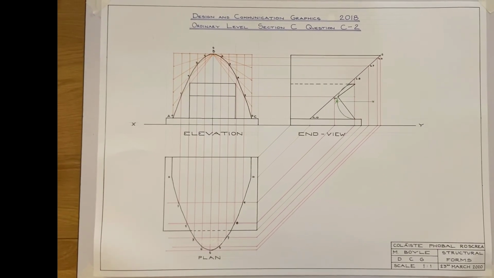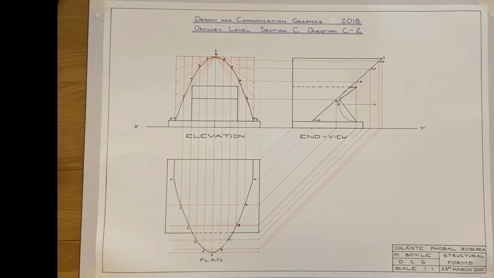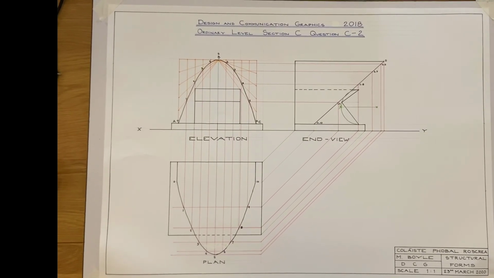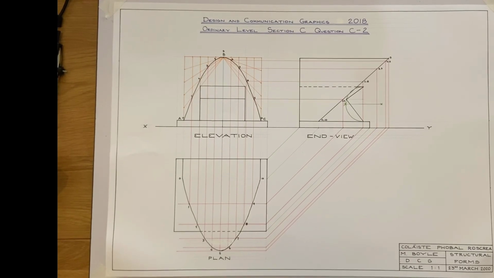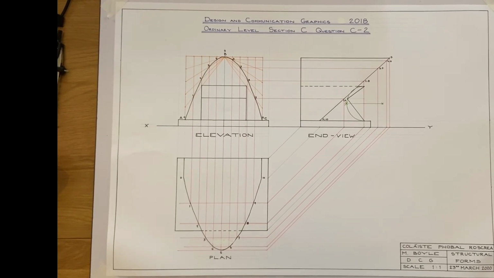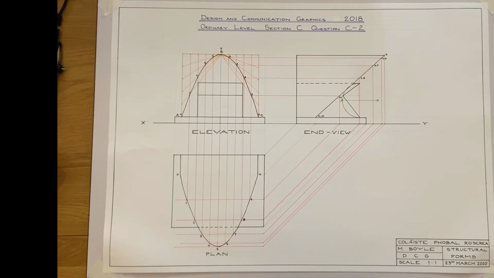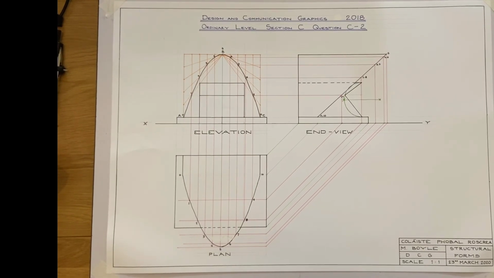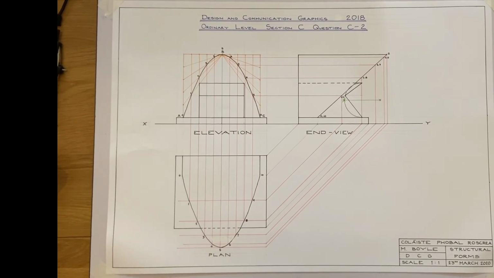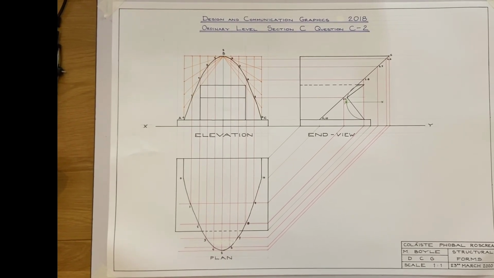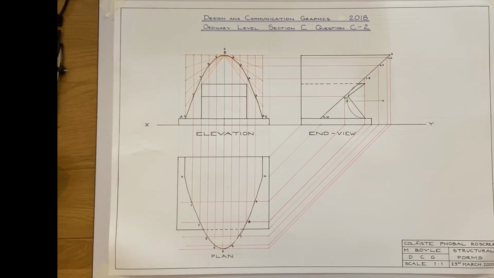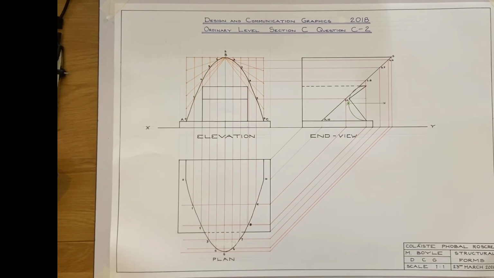So again, when you're finished the drawing and you have the elevation, end view and plan drawn, make the effort then for the presentation of the sheet. So label the XY line, elevation, end view and plan, the question number and the section it relates to, and a good title block put on the sheet. Okay, so that there completes that question.